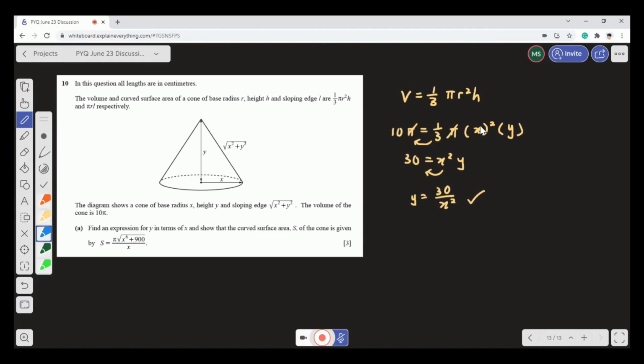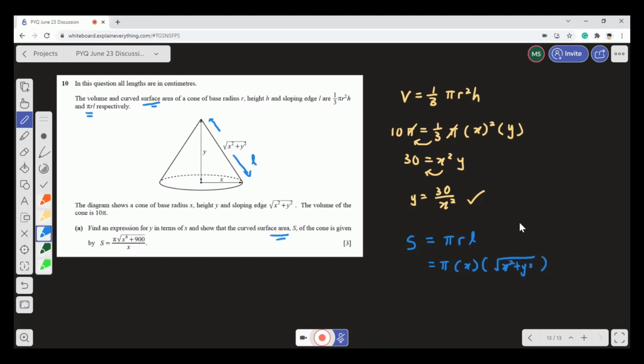So Yan Tong, the question also says show that the curved surface area of the cone is this. How to show that the curved surface area, only the curve, is this? What is the formula of curved surface area? They already tell you, the formula is pi r l. What is the r? Radius. The radius is? X. Okay, what is the l? Y. No, the l. Slant. L represents the slant. Square root of x squared plus y squared. Yes, x squared plus y squared.